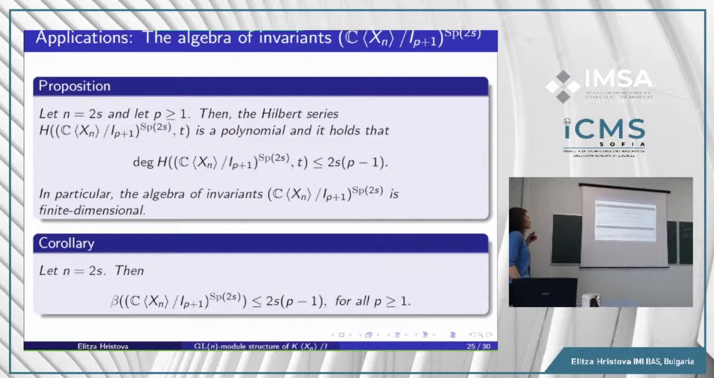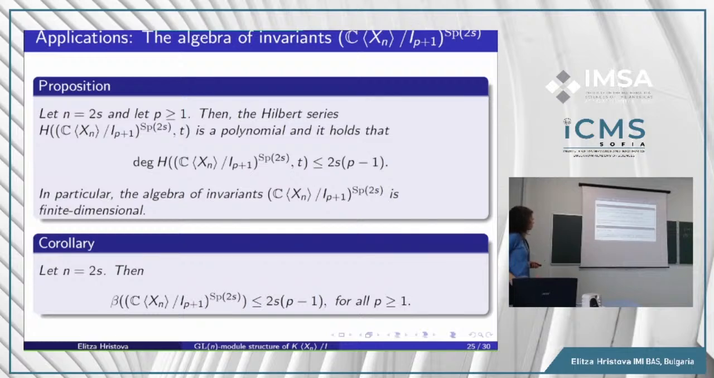And so let us now use this theorem to obtain degree bounds for the three groups. Now the results will be similar to before. In the case of SP, we get that the Hilbert series is again a polynomial. So this algebra of invariants is again finite dimensional, and this is the bound on the degree of the Hilbert series that we obtain.